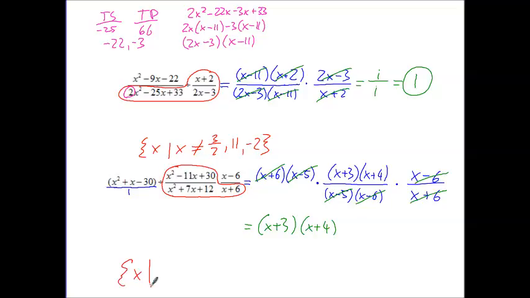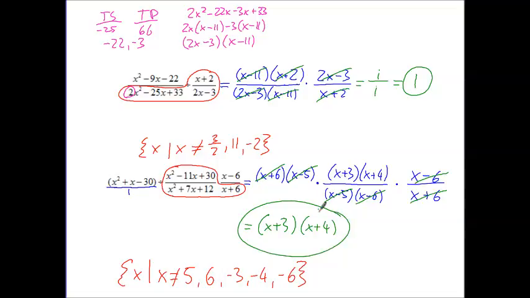So, x such that x is not equal to 5, 6, negative 3, negative 4, and negative 6. And that's all of the main restrictions. Here is our final answer. And that's it for today, and I will see you in class.